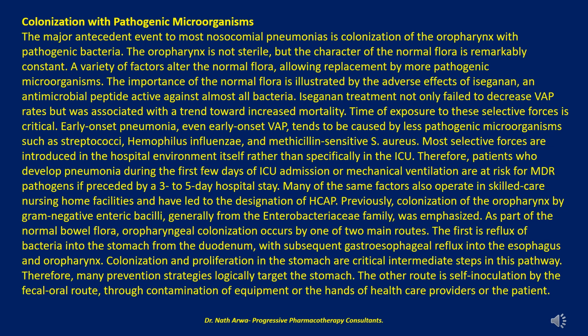As part of the normal bowel flora, oropharyngeal colonization occurs by one of two main routes. The first is reflux of bacteria into the stomach from the duodenum, with subsequent gastroesophageal reflux into the esophagus and oropharynx. Colonization and proliferation in the stomach are critical intermediate steps in this pathway. Therefore, many prevention strategies logically target the stomach. The other route is self-inoculation by the fecal-oral route, through contamination of equipment or the hands of healthcare providers or the patient.